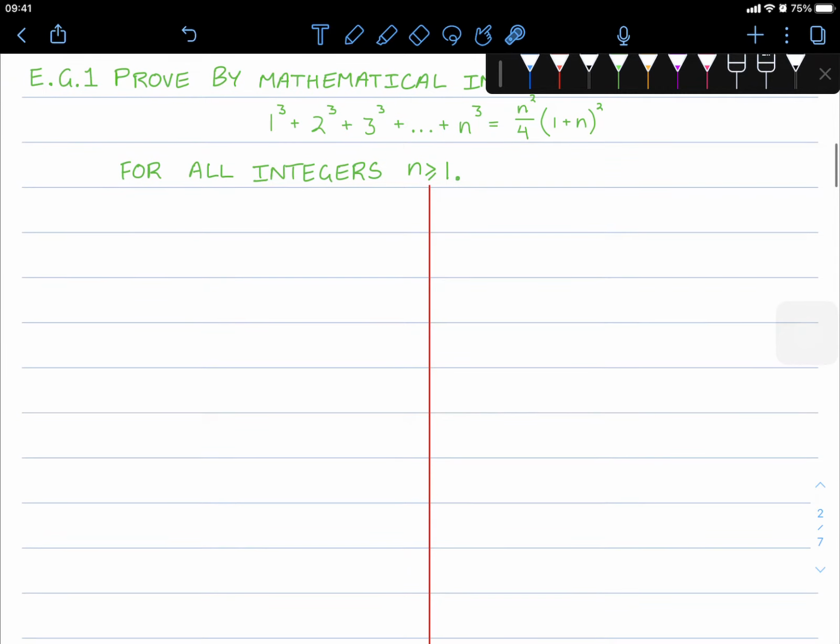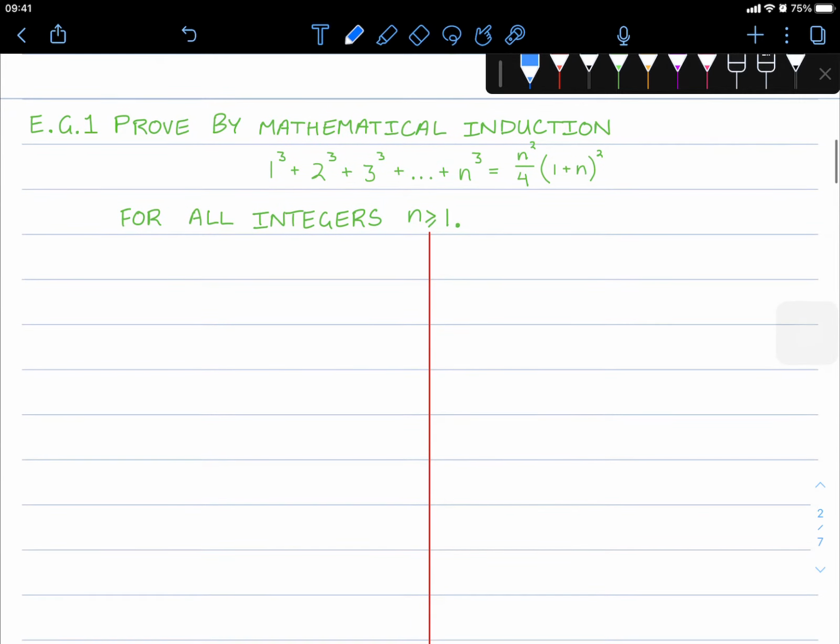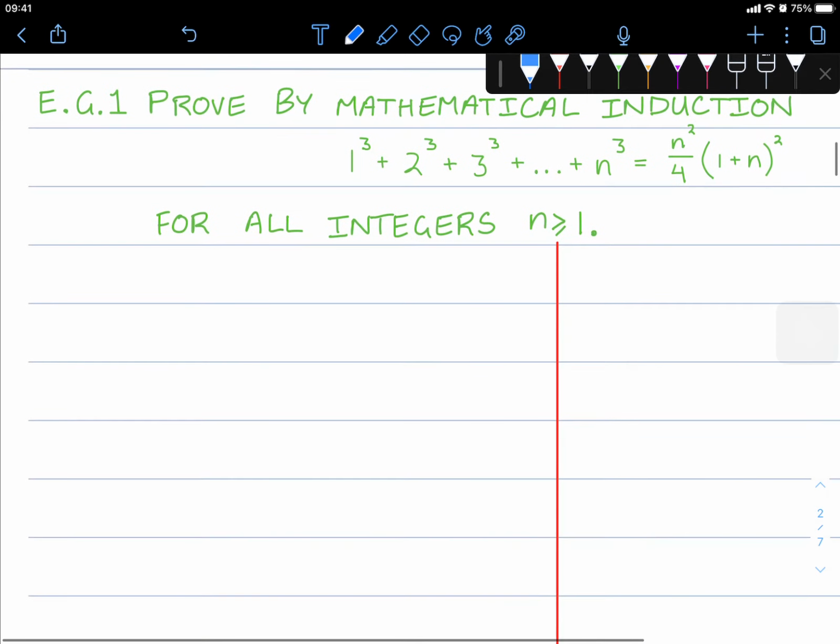So let's prove by mathematical induction the following statement, the one that we just saw: 1 cubed plus 2 cubed plus 3 cubed plus dot dot dot all the way to n cubed is equal to n squared over 4 times (1 plus n) all squared. So we have to prove this true for all integers n greater than or equal to 1, which is what we were trying to prove in the previous video. So here we go. Step one.